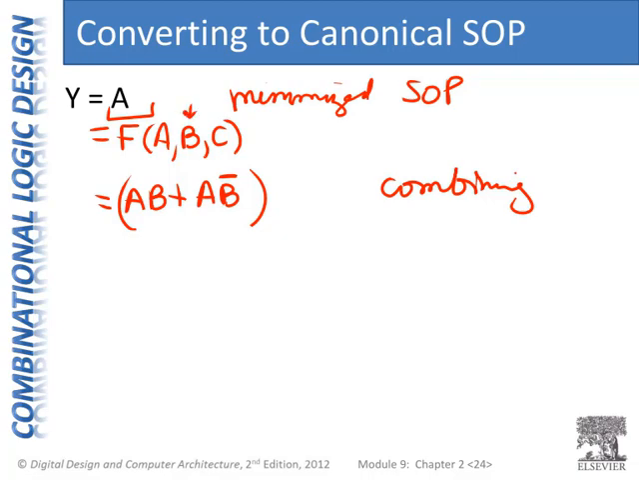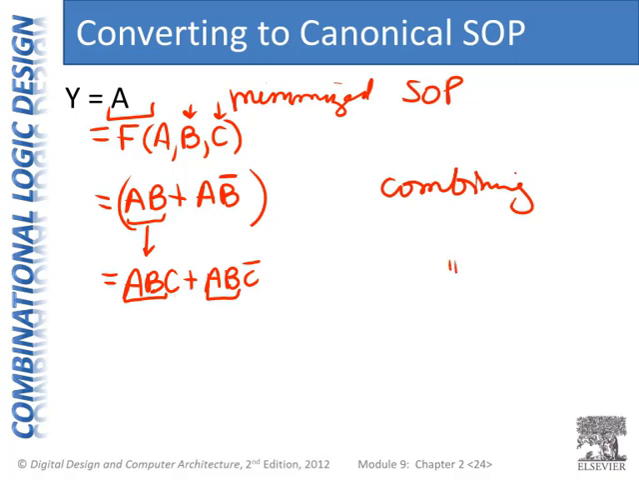And now for each of these product terms, I need to include a C term, because C is also one of the inputs. So now I can use combining again and get A and B and C, or A and B and C bar. So here's my original A and B, and I ANDed it with a true form of C, and a complementary form of C, and then ORed those terms together.